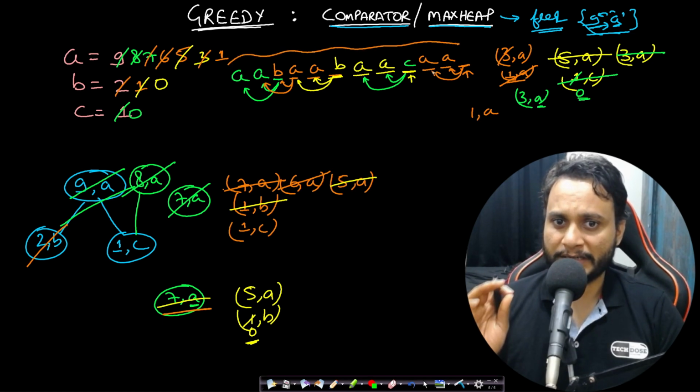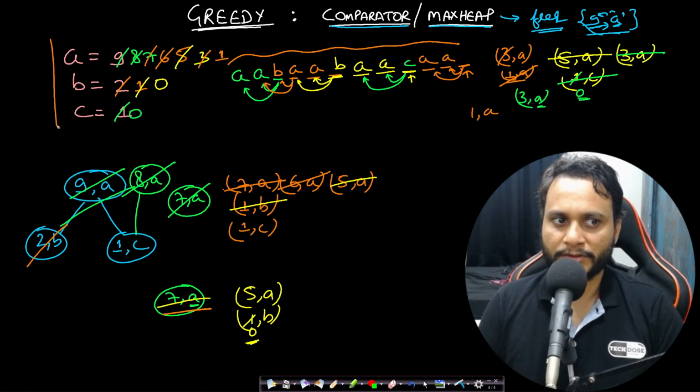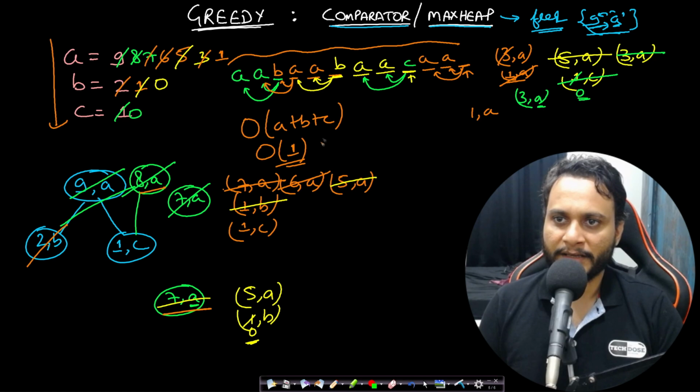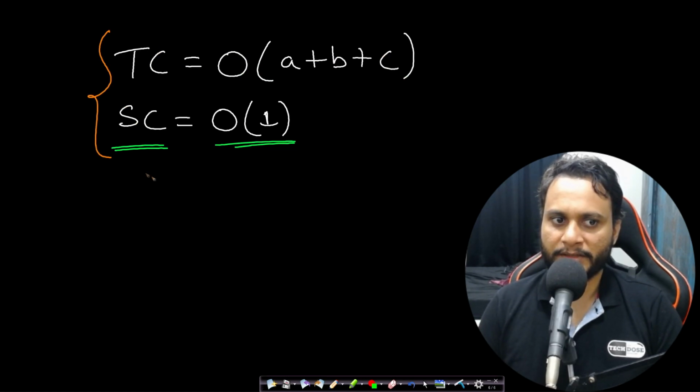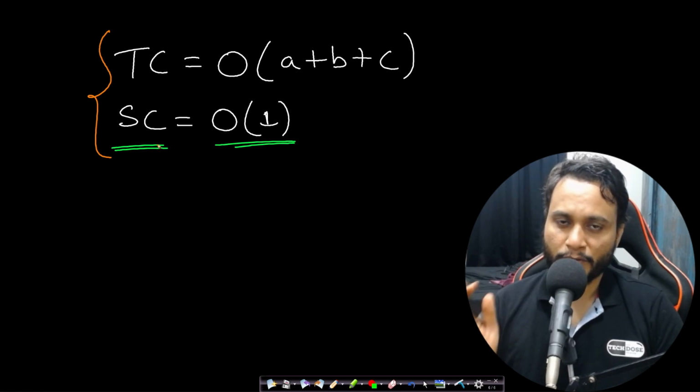So I hope you have understood the greedy approach of solving the longest happy string. In this case, we are doing one iteration over all the frequencies of a, b, c, and therefore the time complexity will be order of a plus b plus c, which is the addition of all the frequencies, and the space complexity will be order of 1, because we are just having 3 inputs in the max heap, right? So that is how I have written the time and space complexity. Let's now look at the code.